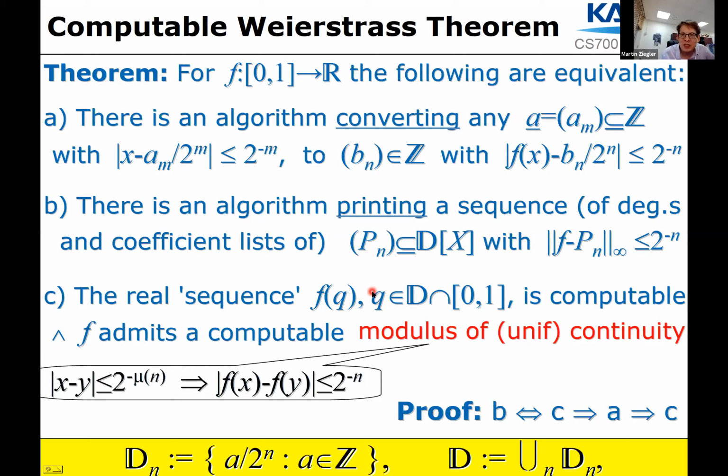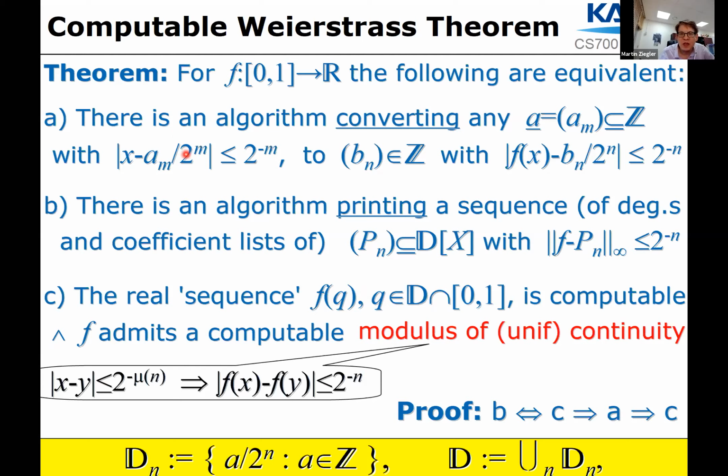That's actually pretty subtle. The first part is obvious, that the values on dyadic rationals are a computable sequence. That follows immediately from the definition, but that any function which is computable in the sense of a transformation must have a computable modulus of continuity, this is something we're going to prove at the end, hopefully, of today's lecture.